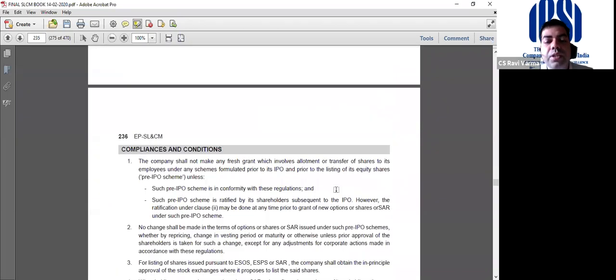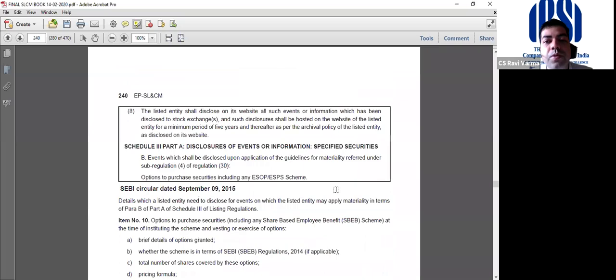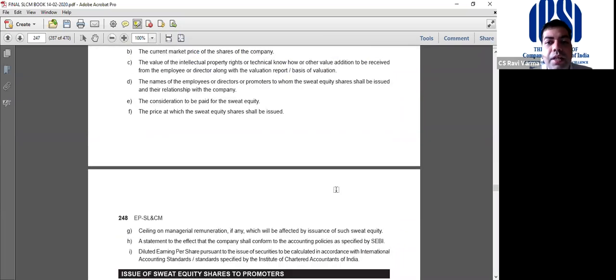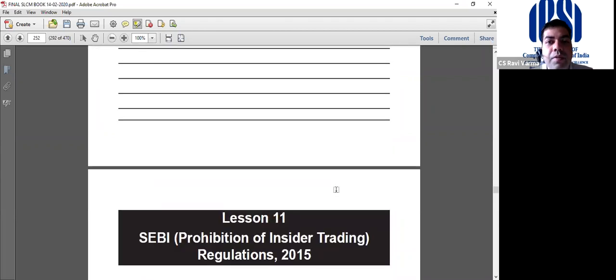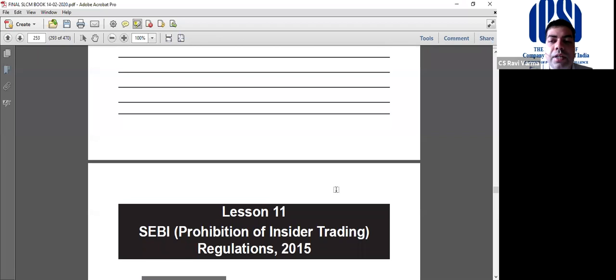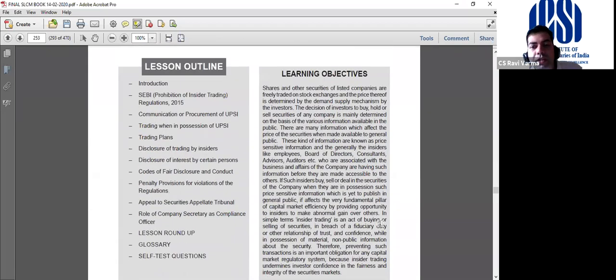Sweat equity is issued on the basis of know-how or intellectual property rights. Say, for example, if a person has good knowledge or technical insight, on the valuation of that, I will issue the sweat equity shares.